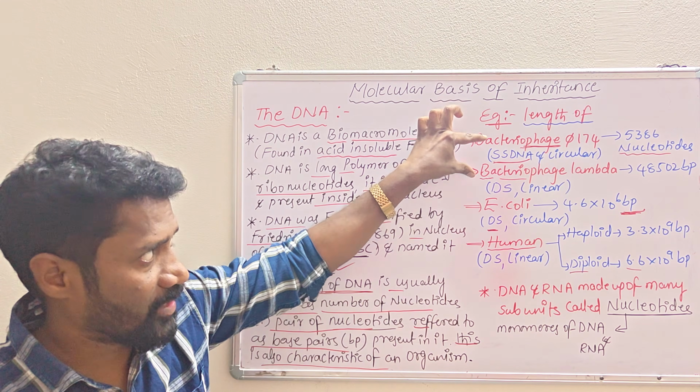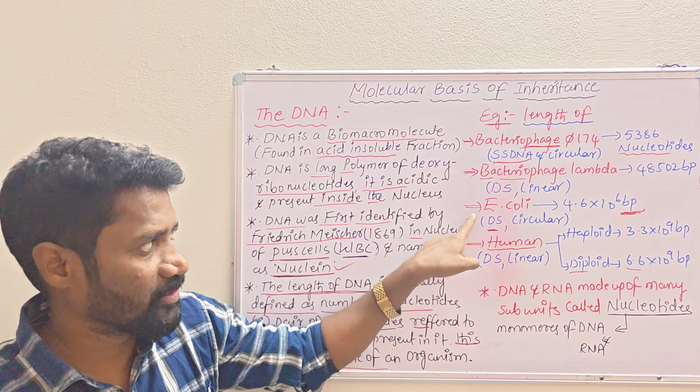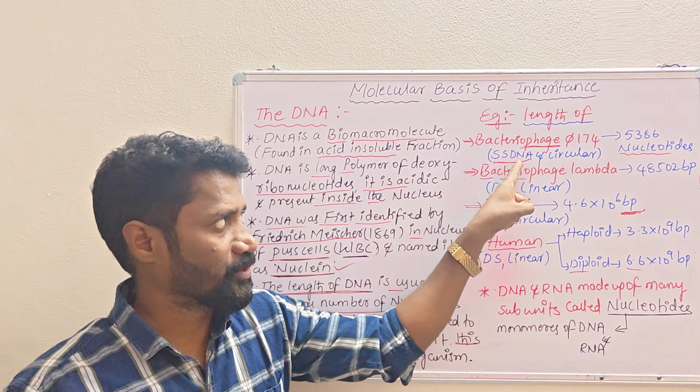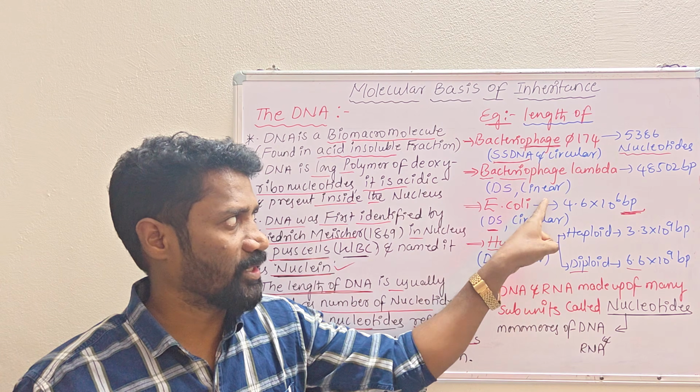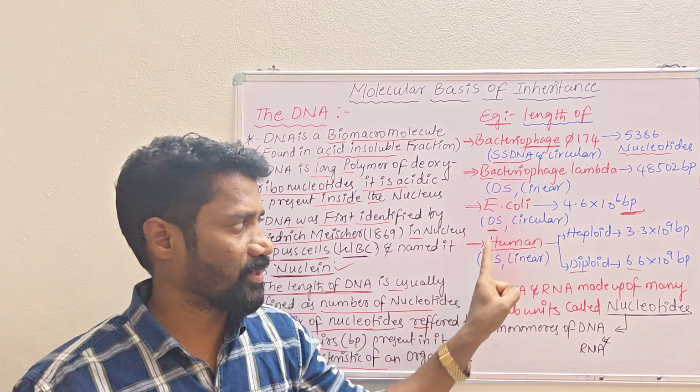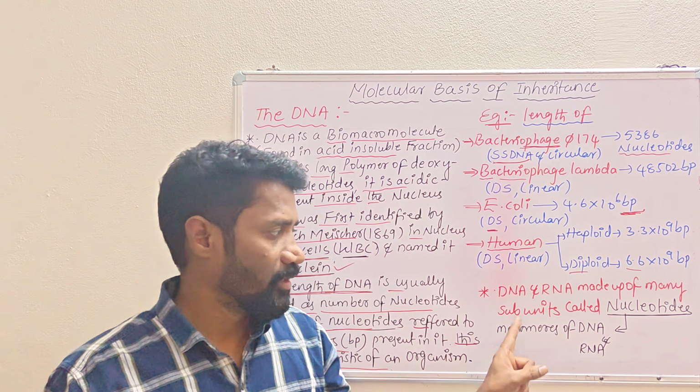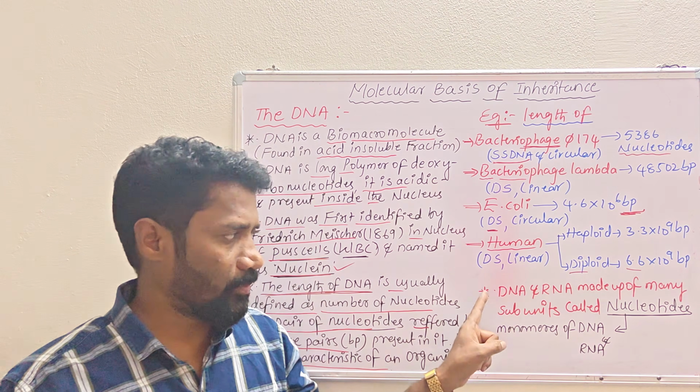Here two viruses are given. These two are viruses. This is a bacteria and this one is a human. Single stranded circular, double stranded linear, double stranded circular, double stranded linear. Finally, one more line is there here.